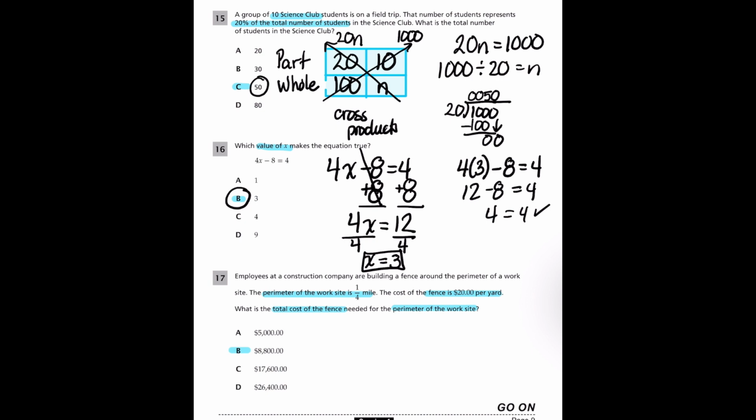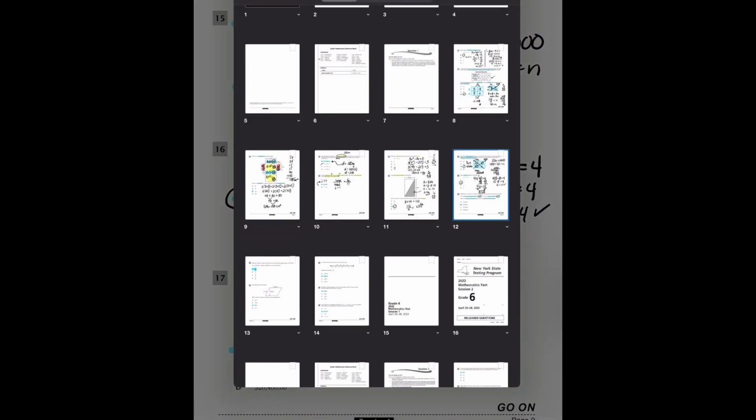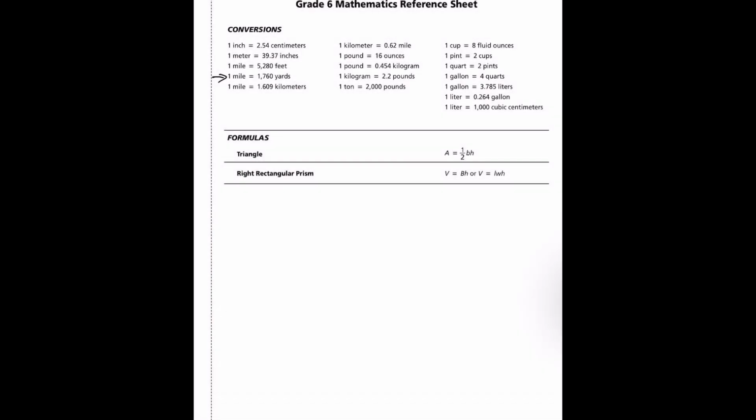So the first thing I want you to notice is I have the work site in miles, 1/4 mile, but the cost is in yards. So we're going to have to make a conversion. This means you have to go all the way back to the very front page of your reference sheet and notice 1 mile is equal to 1,760 yards. That's going to be important to our work.